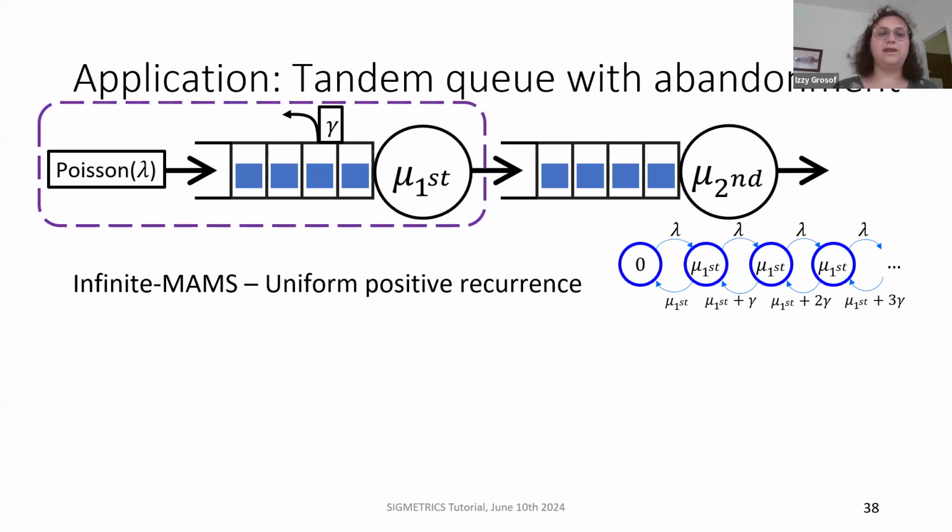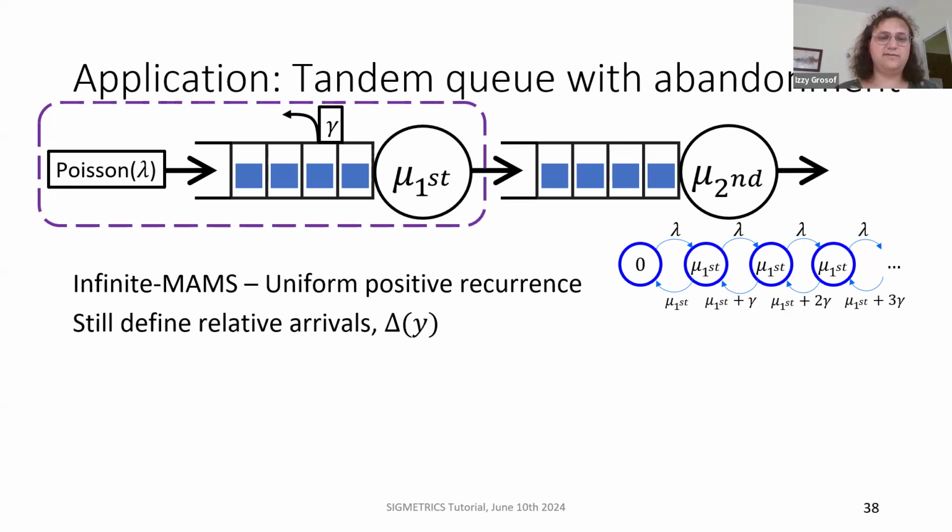So we call this an infinite MAMS system. But the nice thing is there's some uniform positive recurrence going on. So even as the arrival rate is approaching the capacity of the system, that just means the second queue is getting long. The first one is still a recurrent Markov chain with rapid recurrence happening. It's still returning to the empty state frequently.